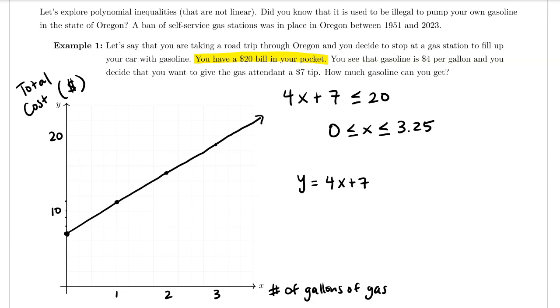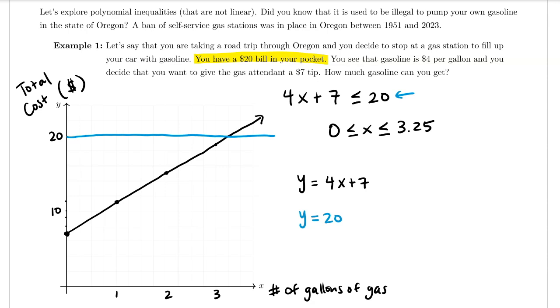So I've graphed the linear equation y equals 4x plus 7. And now in blue, because we have this inequality here, I'm going to graph the line y equals 20. And that is a constant, and so it's just going to be a horizontal line, and it's going to go across this way.